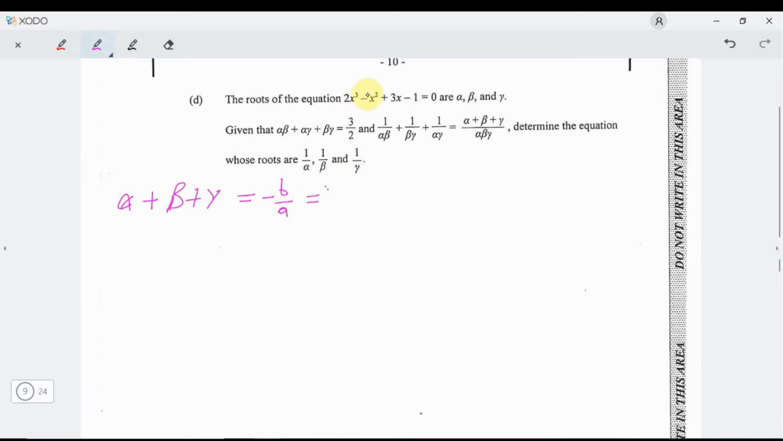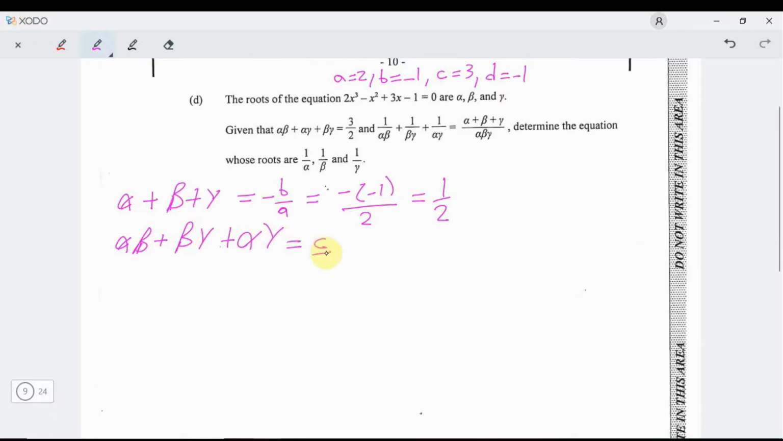So the sum of the roots: a in this case is 2, b is -1, c is 3, and d is -1. So minus b becomes minus -1 over 2, which is 1/2. So that's the sum of the roots. Next thing is the pairwise product, alpha beta plus beta gamma plus alpha gamma. This is equal to c over a, so that's 3/2. Then finally, alpha times beta times gamma is minus d over a.